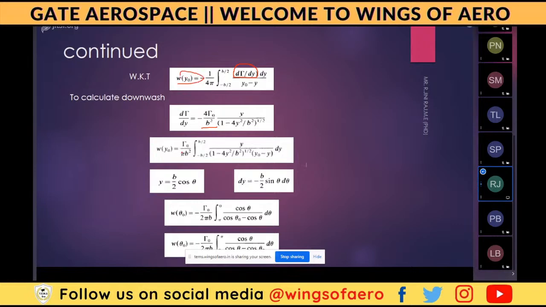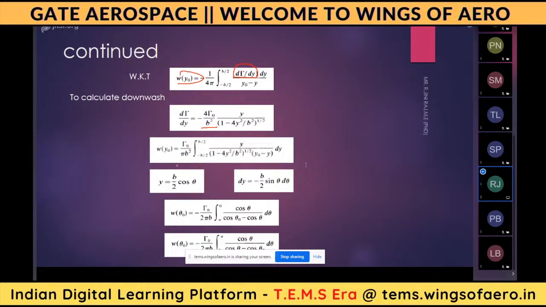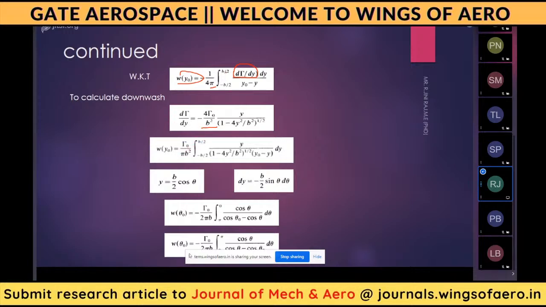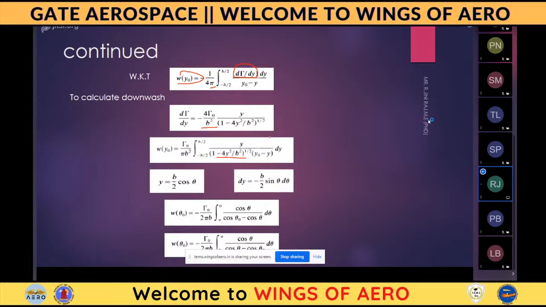So downwash equals gamma naught divided by 4, and here also we have 4. The 4s get cancelled, and the remaining thing is pi. Substituting this value, we get gamma naught divided by pi b square, then the integral from minus b by 2 to b by 2 of y divided by (1 minus 4 y square divided by b square) whole power 1 by 2, into (y naught minus y) dy.